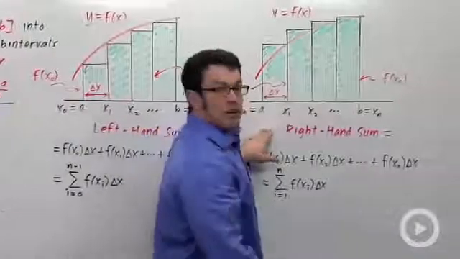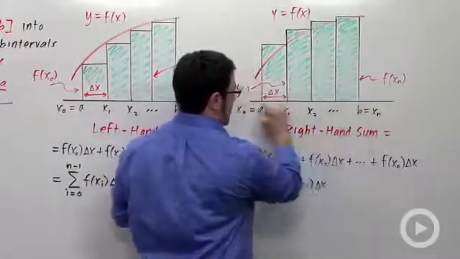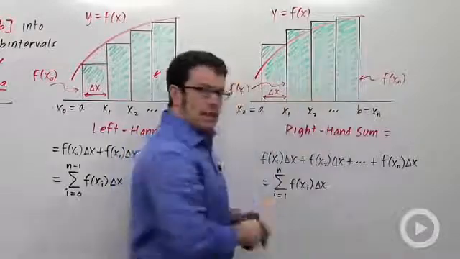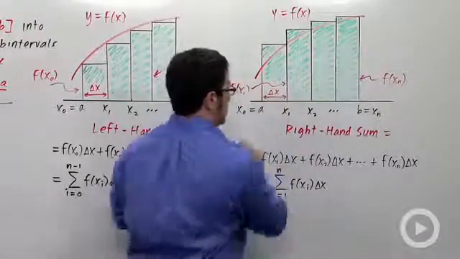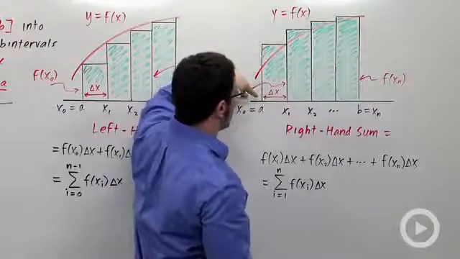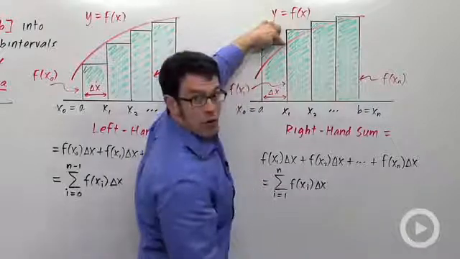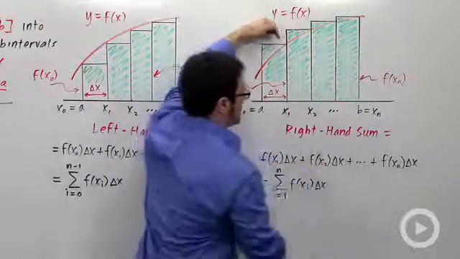And a right-hand sum is very, very similar. Same idea in the beginning. We divide the interval from a to b into n subintervals, and each has the same width, still delta x. We're still going to add up the areas of rectangles, only this time we're going to let the rectangle rise up until it touches the curve on the right-hand corner. Thus, we'll call it a right-hand sum.